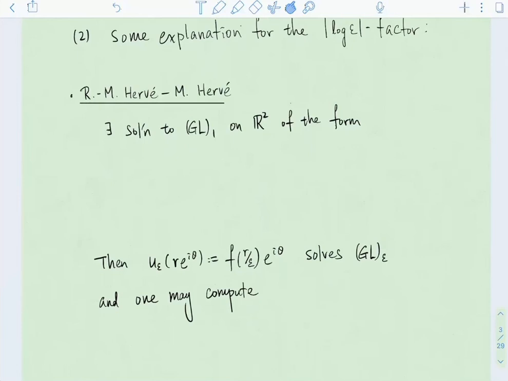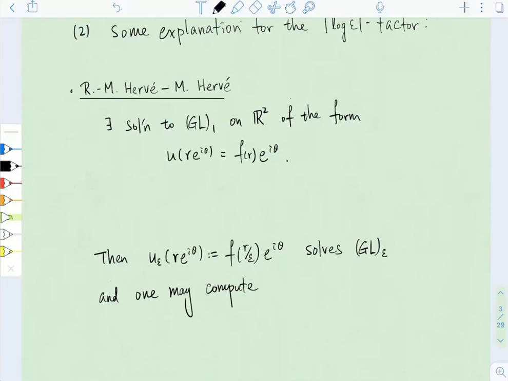So it is known that on R^2, there exist solutions to GL1 of the following form. If you write in terms of polar coordinates, then u(r e^{iθ}) is f(r) times e^{iθ}. More generally, you can replace iθ by kθ, where k is any integer, and there also exist solutions of this form.